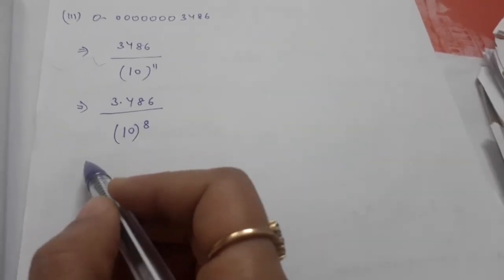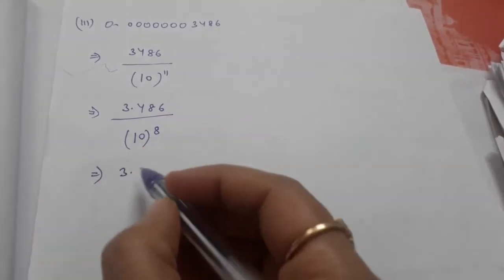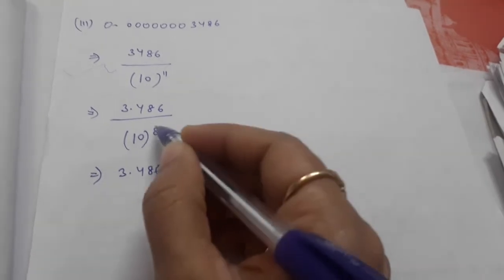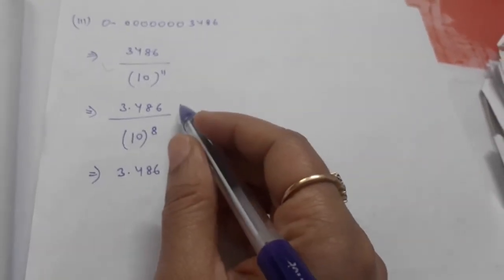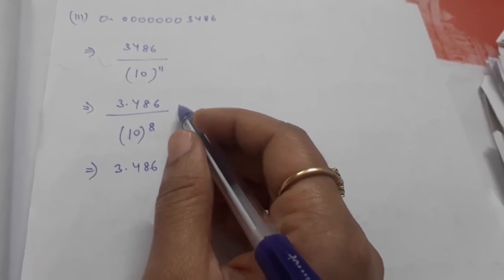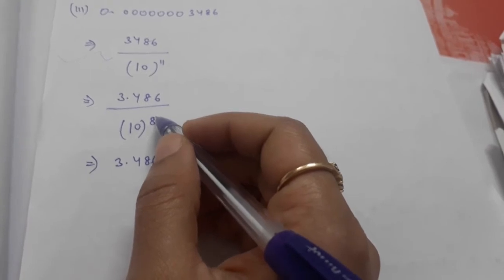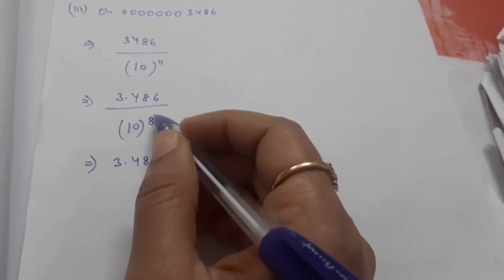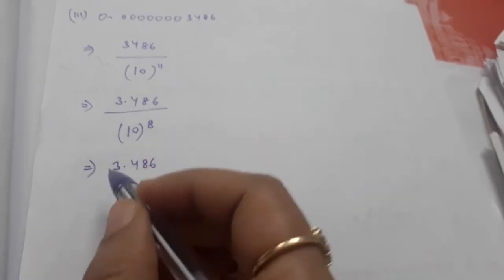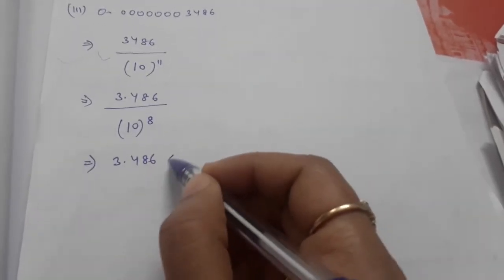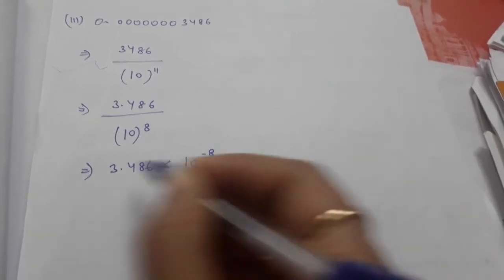So how would we change it now? 3.486, and this 10 raised to the power 8 will be brought to the numerator. As soon as we bring it to the numerator, the number with positive power will become a number with negative power. So 3.486 into 10 raised to the power minus 8 is our answer.